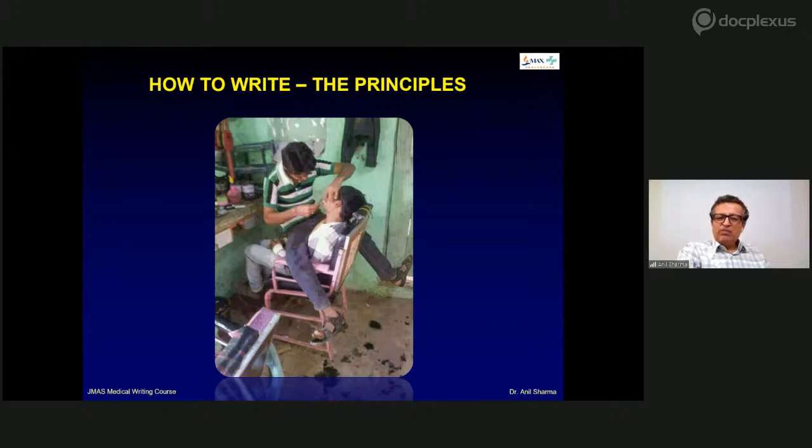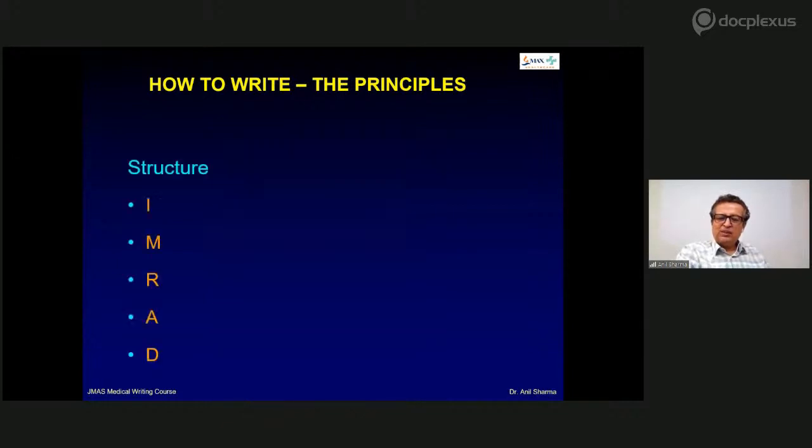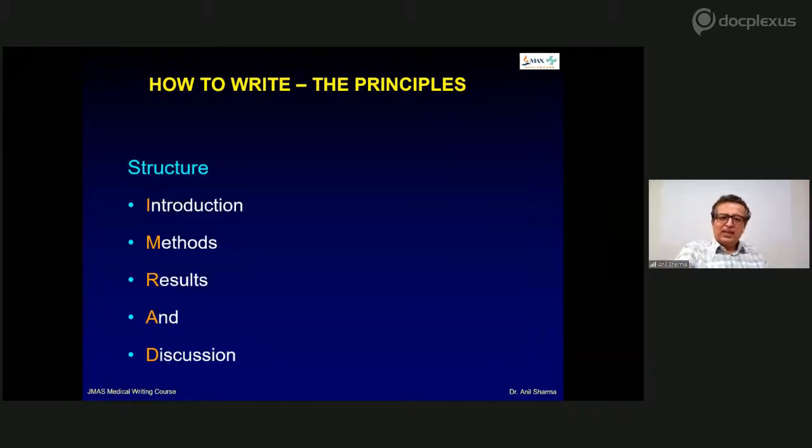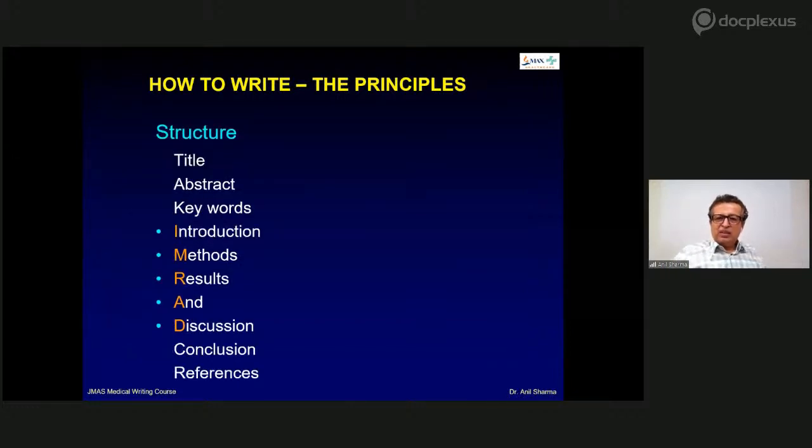But in medical writing, unfortunately, we are very formal. There is a format in place, and this needs to be followed all the time. We have talked about this format, which is the IMRAD format. This means, as we know, introduction, methods, results, and finally discussion. But if you look at the entire structure of an article, this is what it constitutes: the title, the abstract, the keywords, the IMRAD, and finally conclusion and references. This is one complete article for you.